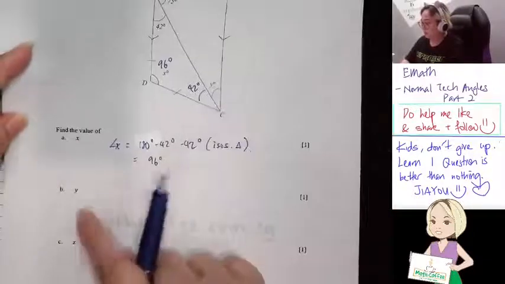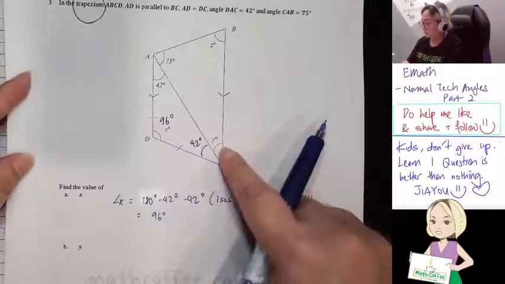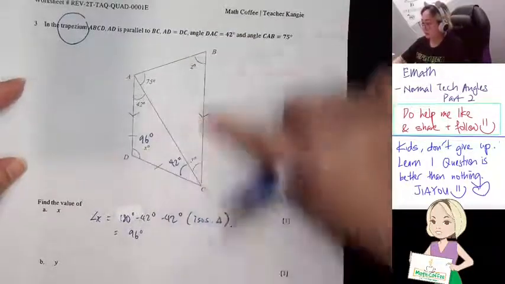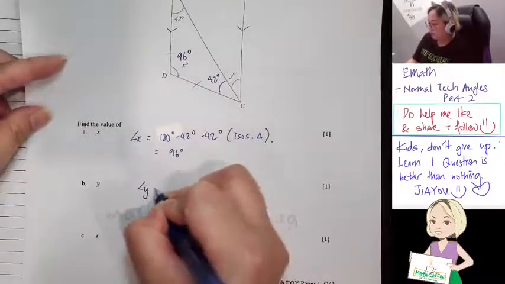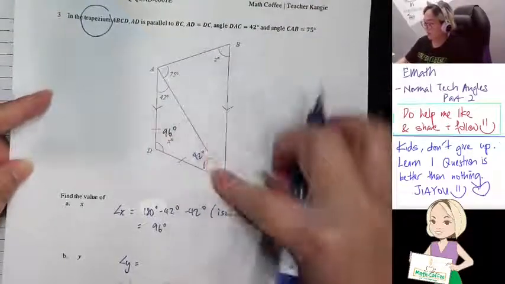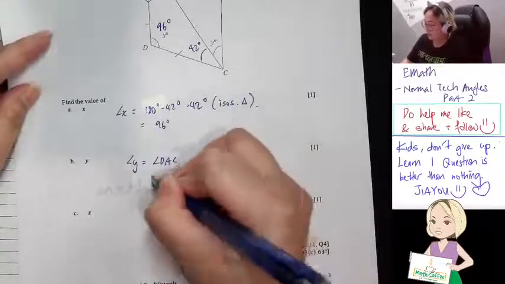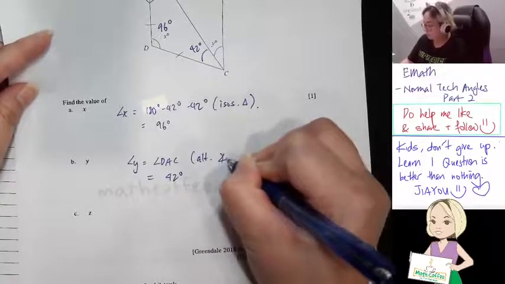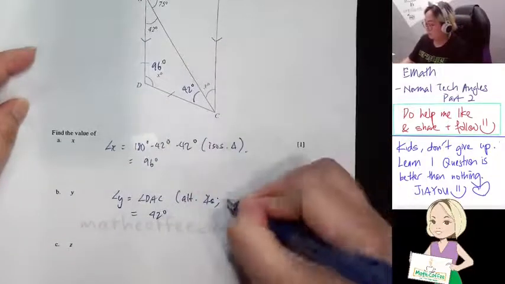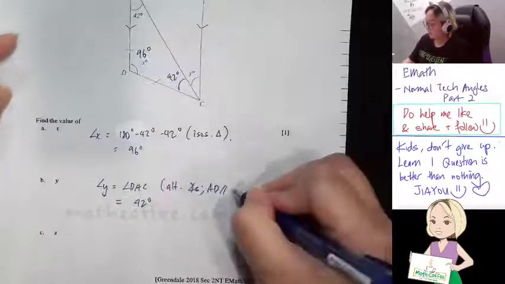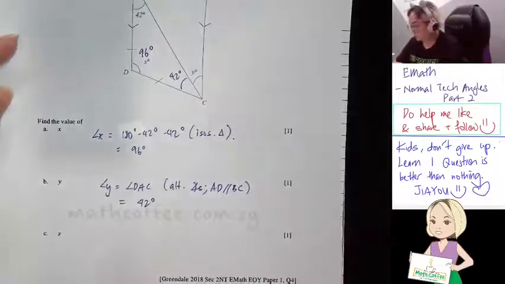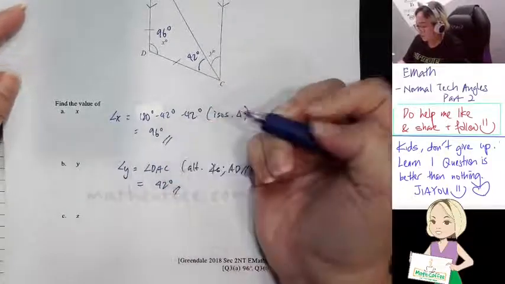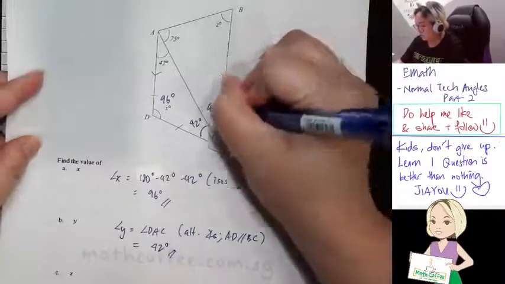Okay, so now angle Y. Angle Y is over here. So I have parallel lines, I can use Z. So we will say angle Y is equal to angle DAC, which is equal to 42 degrees. So this is alternate angles, and AD is parallel with BC. So Y is settled, 96 is settled, we need to update. So this is 42 degrees.